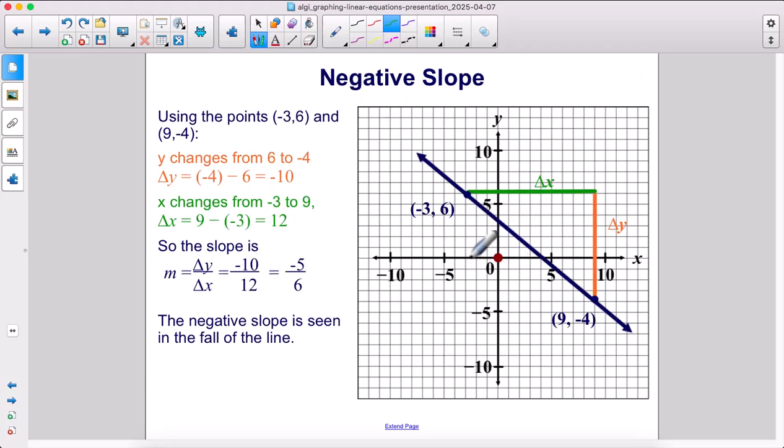Using the points (-3, 6) and (9, -4), we can calculate the slope. y changes from 6 to negative 4, which means we go down 10 units. x changes from negative 3 to 9, which means we run across 12 units. Negative 10 over 12 gives us a slope of negative 5/6. The negative slope is seen in the fall of the line. The line is falling from left to right.